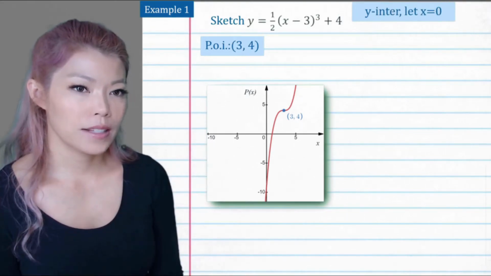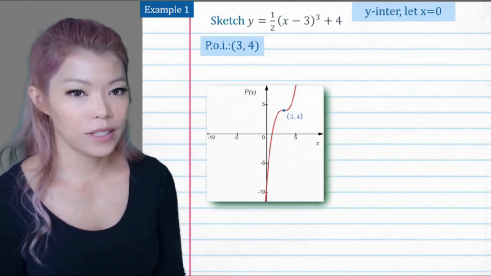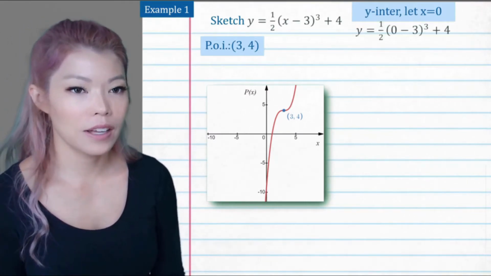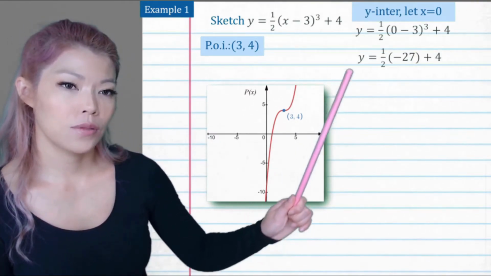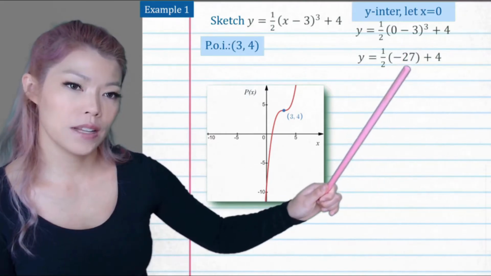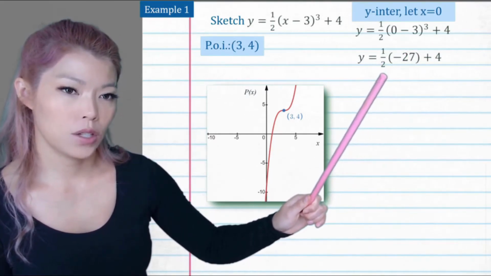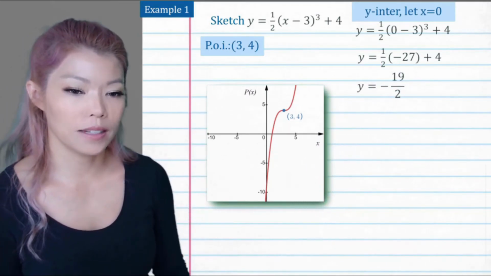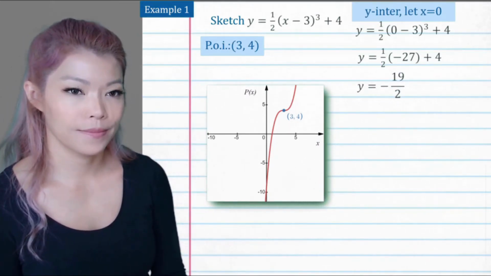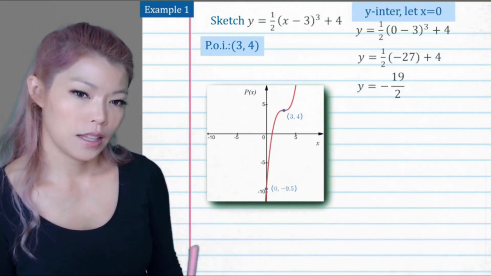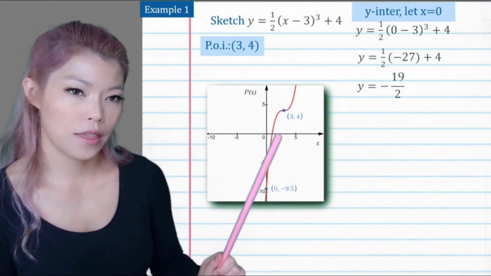So to find the y-intercept, it's exactly the same as what we did previously, just let x equal 0. And then when we let x equal 0, we see that 3 cubed is 27, but because it's odd, it's minus 27. And then dividing by 2 plus 4 gives us minus 19 over 2. Put that in.